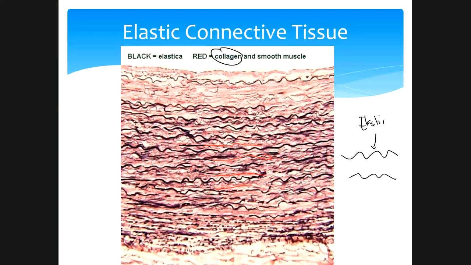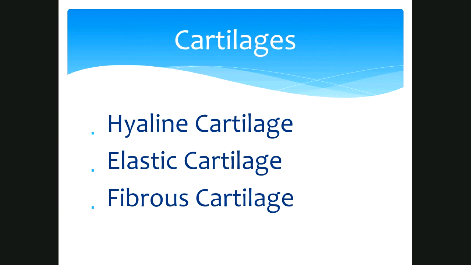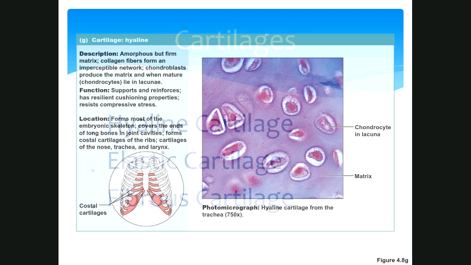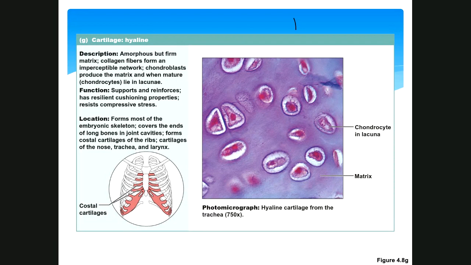So those were the connective tissues proper. We also have cartilages, and there are three of these cartilages. There's hyaline, there's elastic, and there's fibrous. Well, cartilage is a little different from other tissues. One difference is it has no blood vessels. None. No blood vessels at all. So it makes it really slow to grow. It makes it really slow to heal.